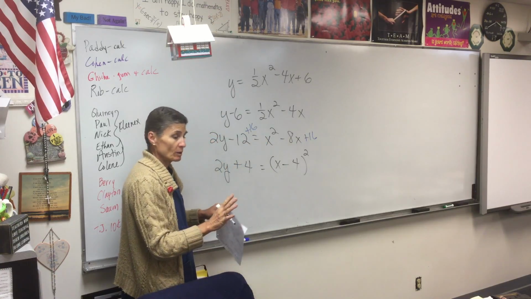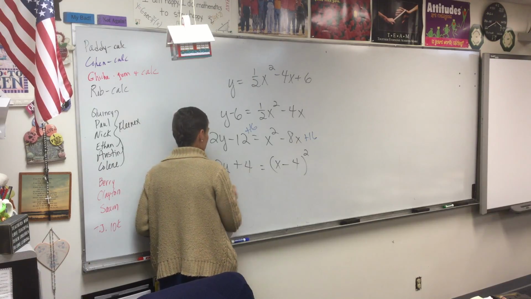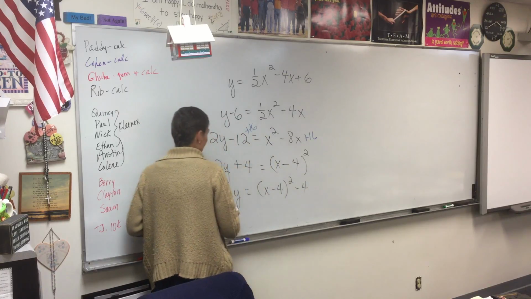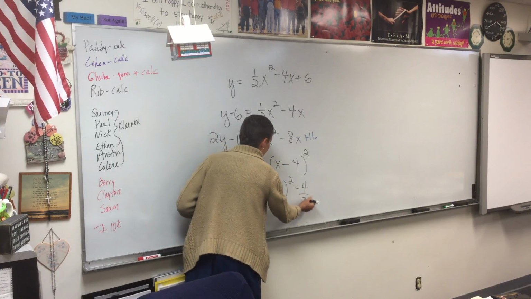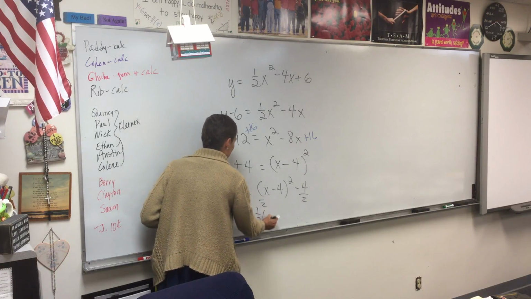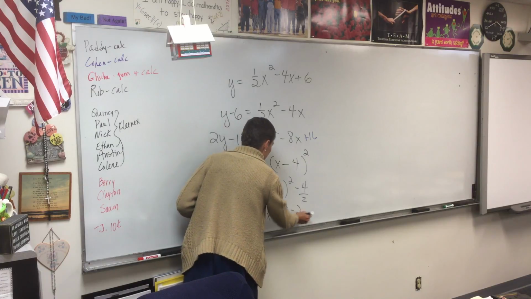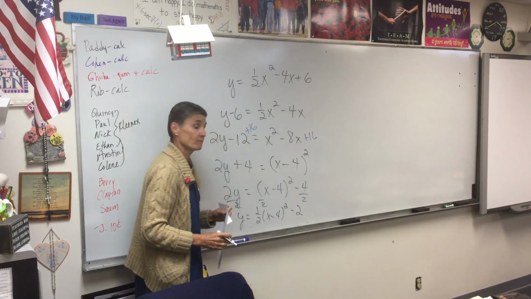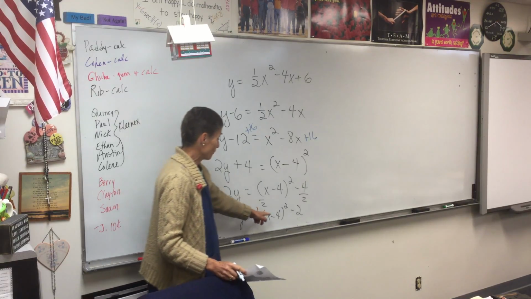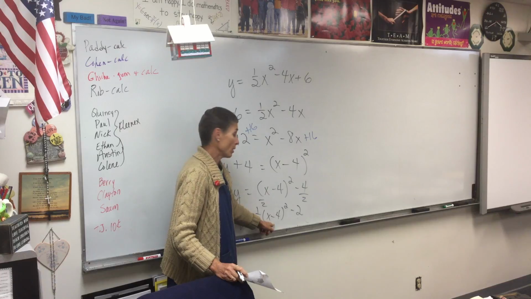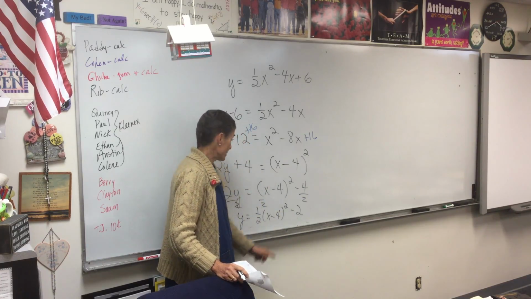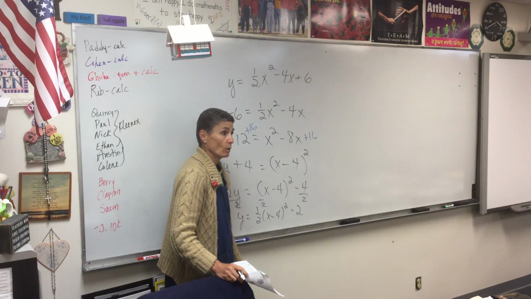Now I just put it back the way it was when I started. I want y by itself. So I'm going to subtract the 4 and divide everything by 2. And when I divide by 2, I divide the parentheses by 2, but not what's in the parentheses. So there is what we call the vertex form. From that form, you can see that your vertex is where? 4, comma, negative 2, meaning the axis of symmetry is x equals 4.